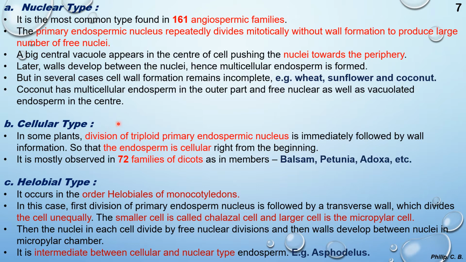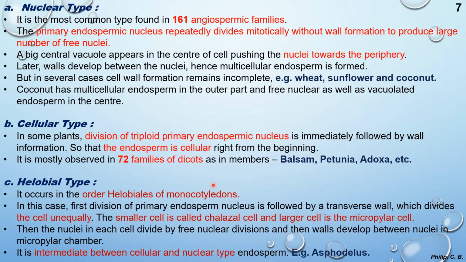Then B type, cellular. In some plants, division of the triploid primary endosperm nucleus is immediately followed by wall formation, so that the endosperm is cellular right from the beginning. They are cellular from the beginning stage itself as they start to divide. It is mostly observed in 72 families in dicots. Unlike the nuclear type, which is in most angiosperm species, here it is specifically in dicot plants. Examples: balsam family members, petunia, Eichhornia, etc.